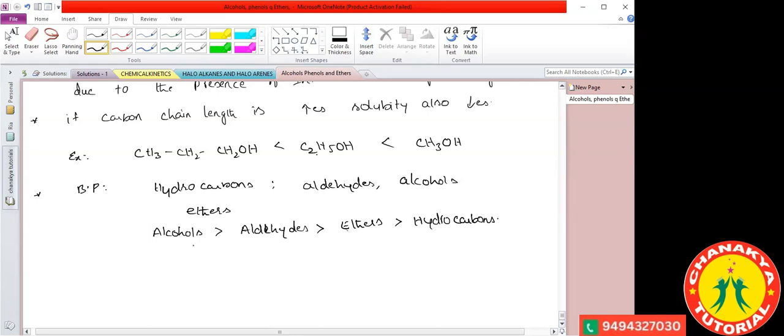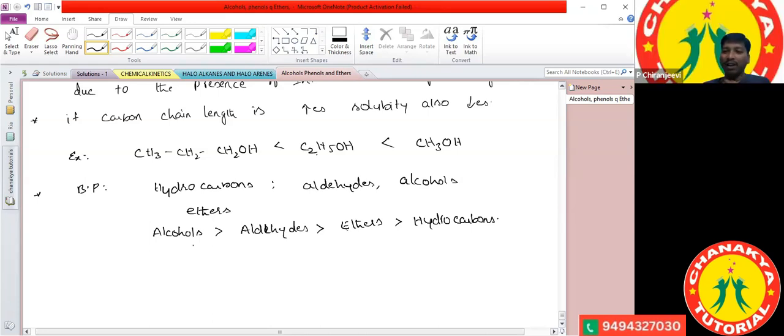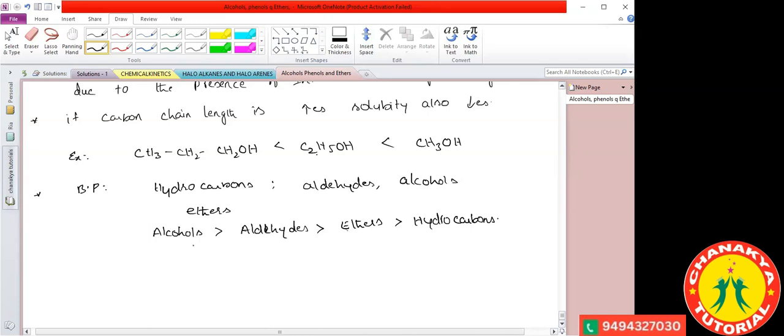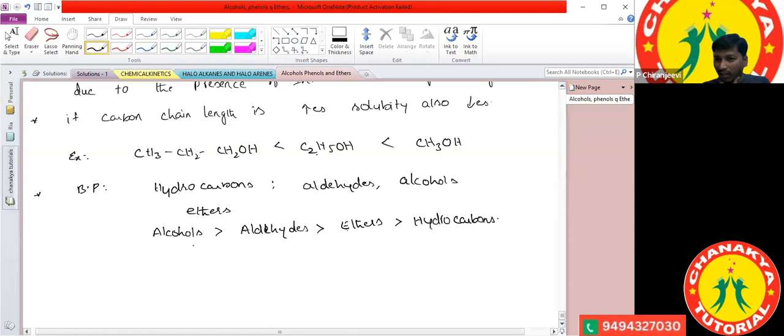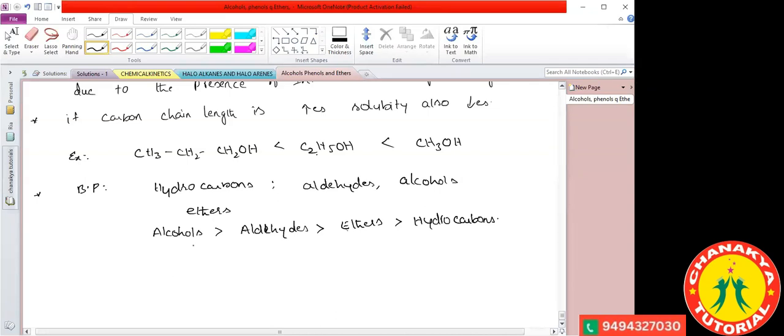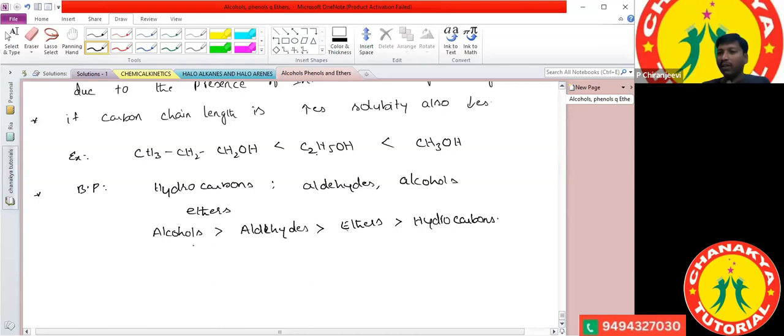Intermolecular and intramolecular. Very good. Sir, what is intermolecular hydrogen bonding? Intermolecular is between two different compounds. Then what about intramolecular hydrogen bonding? Intramolecular bonding is within the compound. Very good. So actually we have two types of hydrogen bonds.